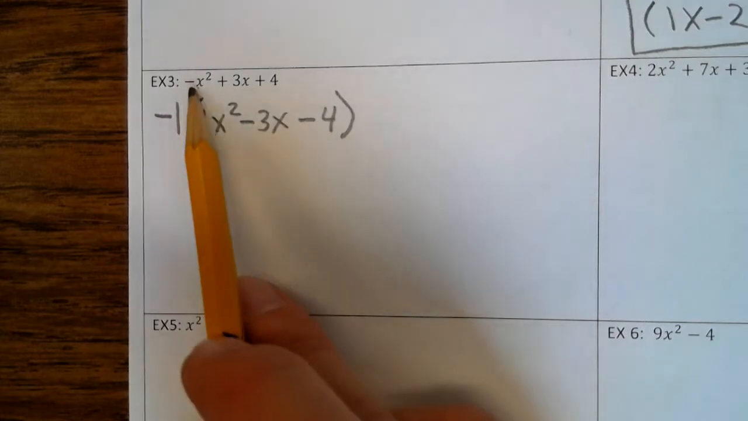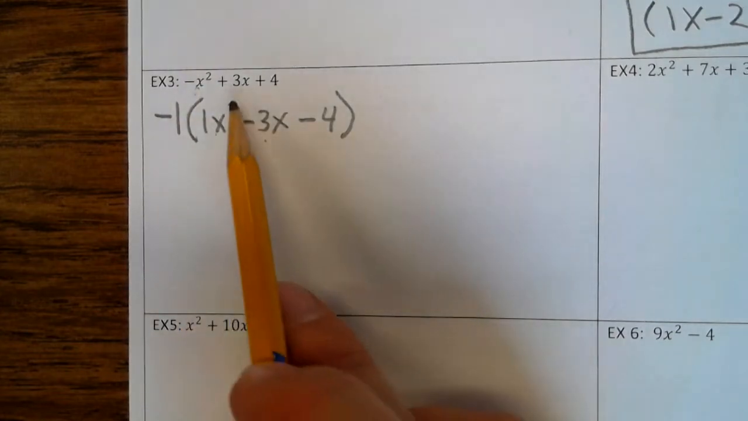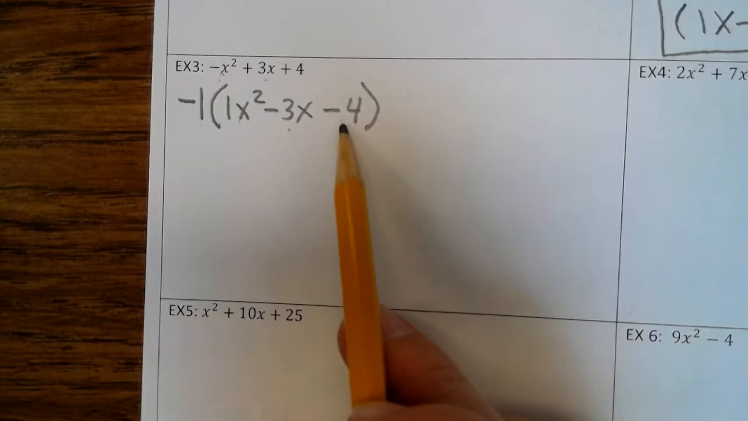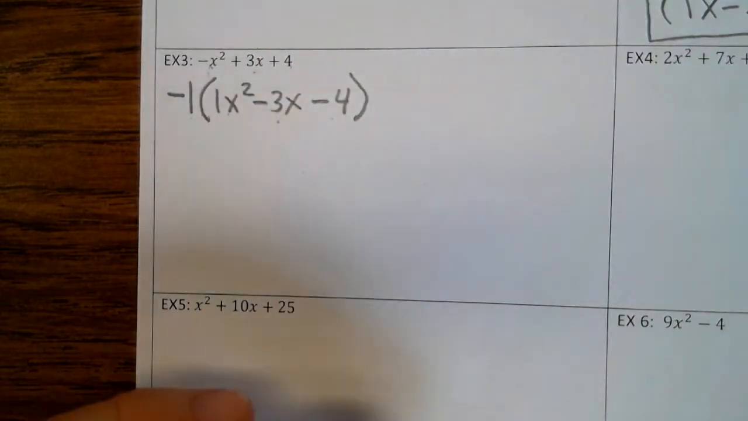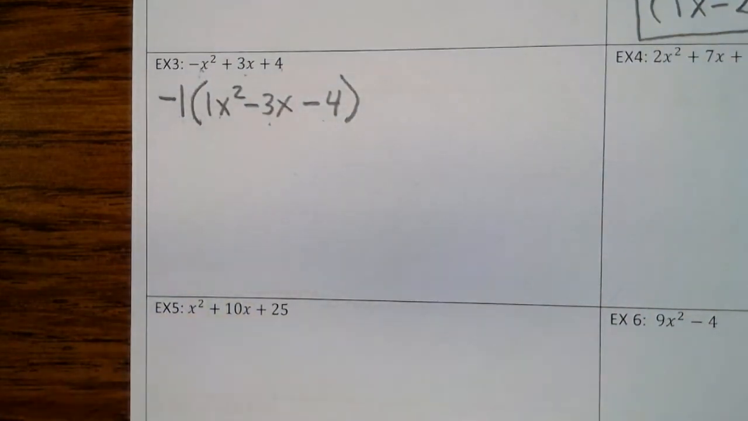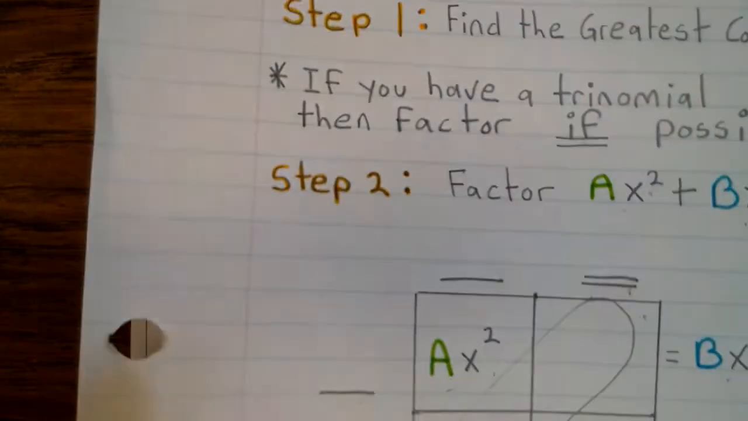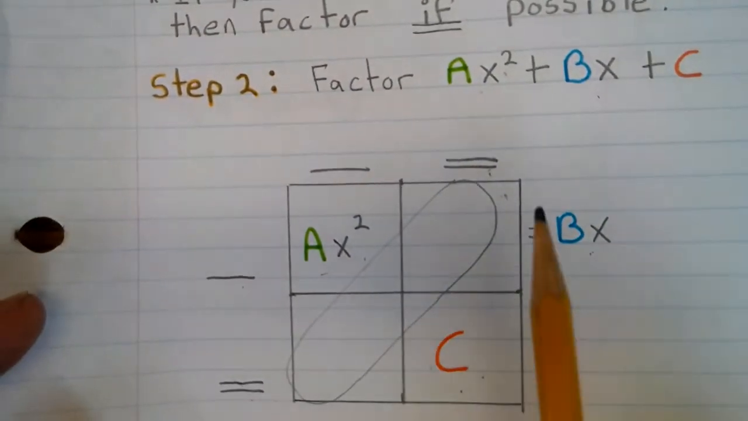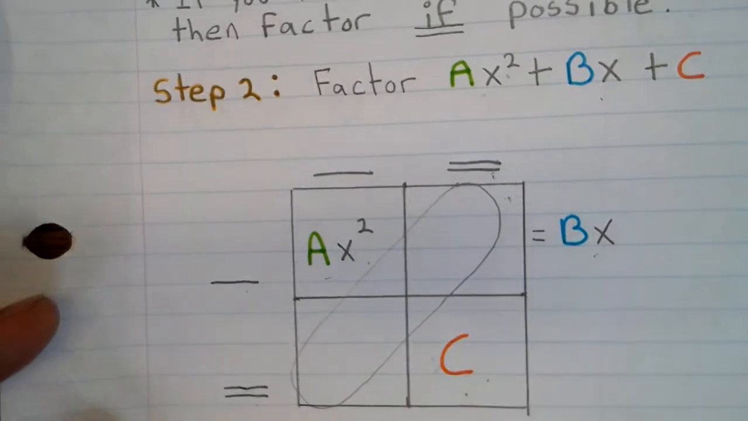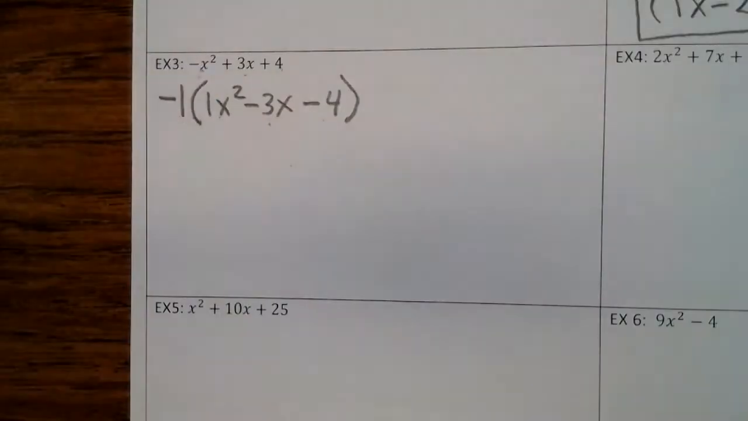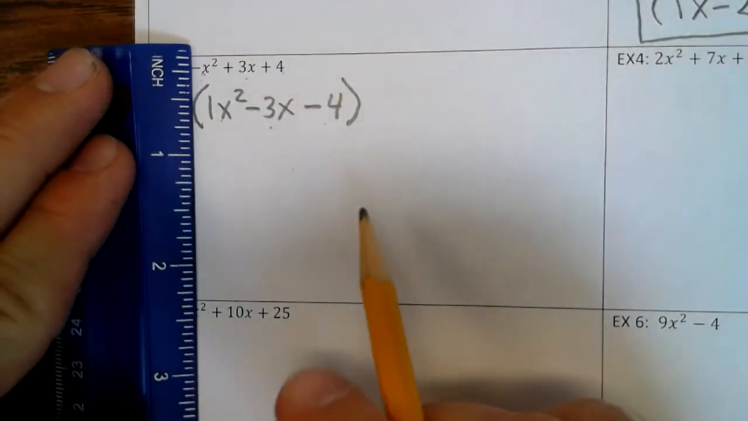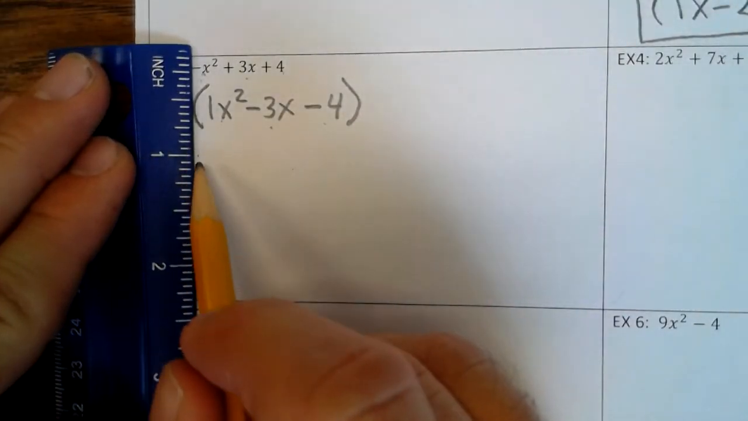So negative 1 times 1 is negative 1. Negative 1 times negative 3 is a positive 3. Negative 1 times negative 4 is a positive 4. Okay, so now we're going to use step 2. We're going to factor ax squared plus bx plus c using the reverse box method. So draw our box. And again, take time to draw a nice organized box.